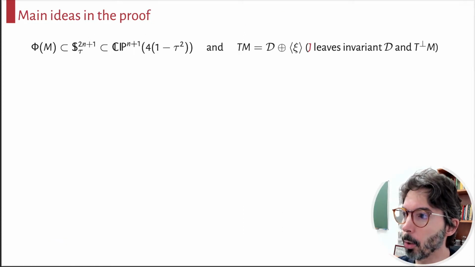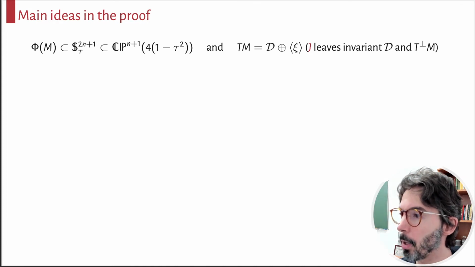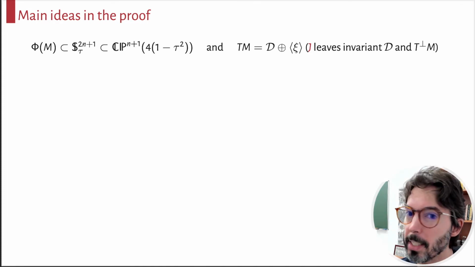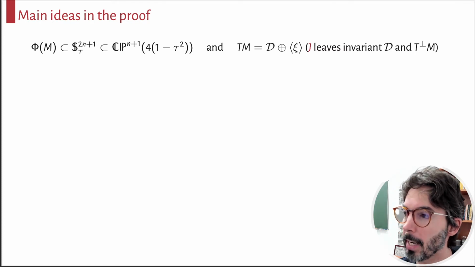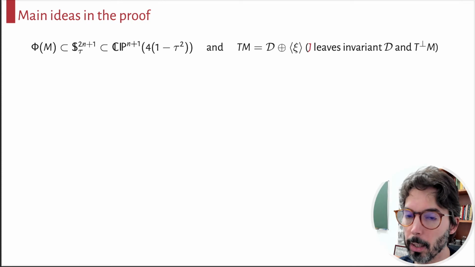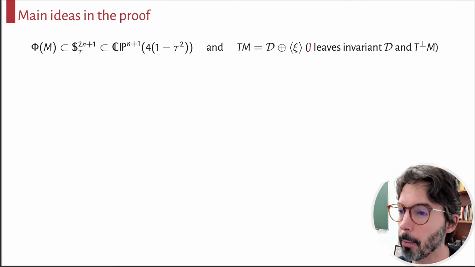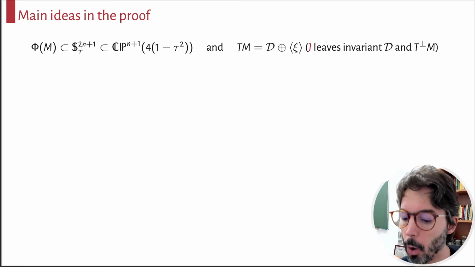So the main ideas of the proof are the following. First, we consider our Hopf bundle inside the Berger sphere and the Berger sphere inside CP^(n+1). By the properties of the Hopf bundle, the tangent bundle to our submanifold M can be decomposed as the part collinear with psi and the orthogonal part, which I'm going to call D. And the complex structure of CP^(n+1) leaves invariant both this subbundle D and also the normal bundle.